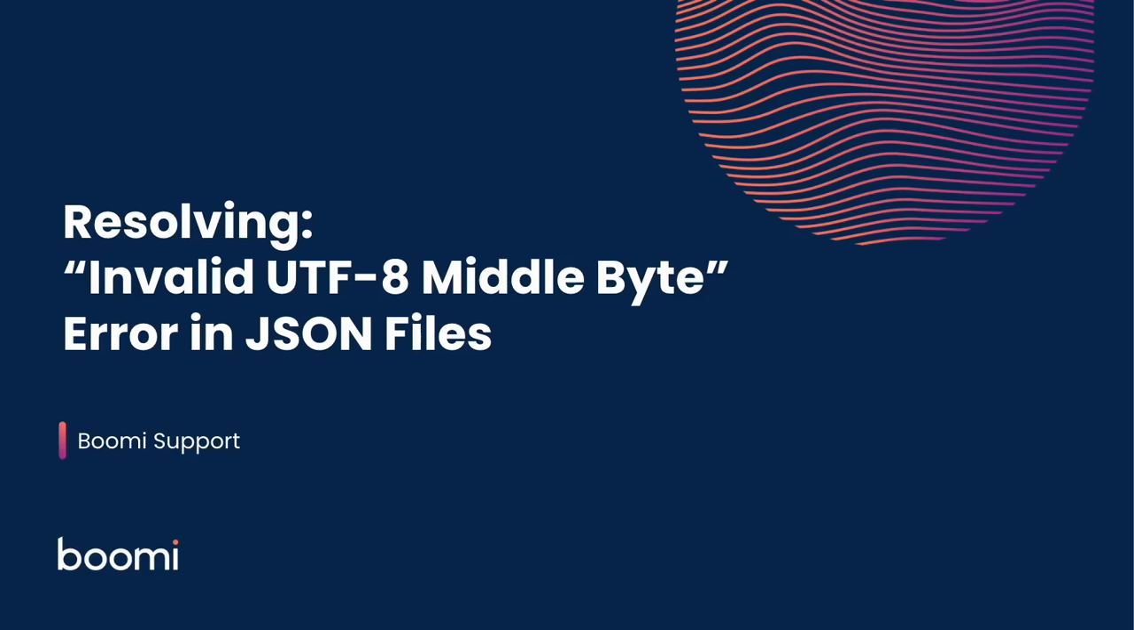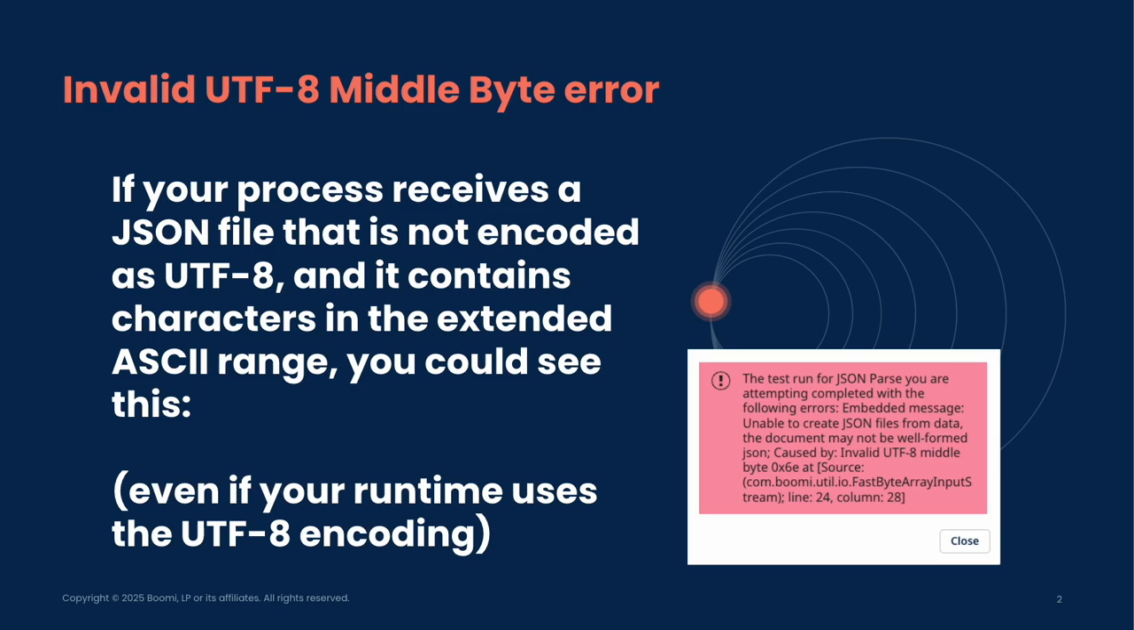Everyone. Today we're looking at resolving the invalid UTF-8 middle byte error when parsing a JSON file in a Boomi process. If your Boomi process receives a JSON file that is not encoded as UTF-8 and it contains characters in the extended ASCII range, you could see this error. On the right is an example of the dialog box that shows the error if you run it in test mode. And you might see this error even if your runtime already uses the UTF-8 encoding.